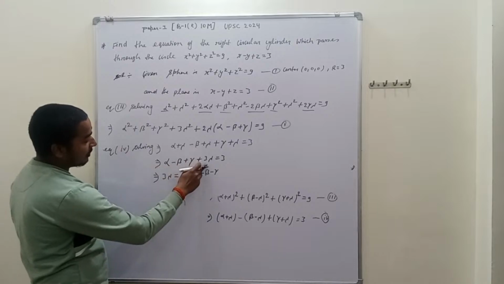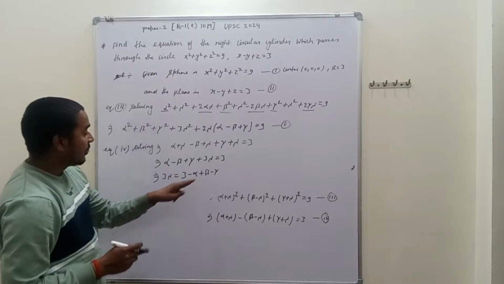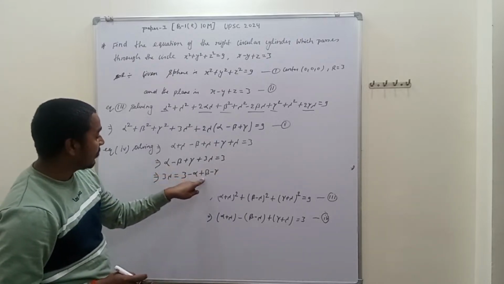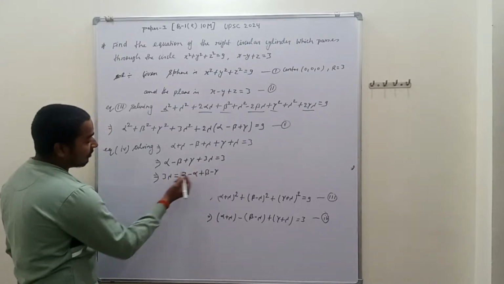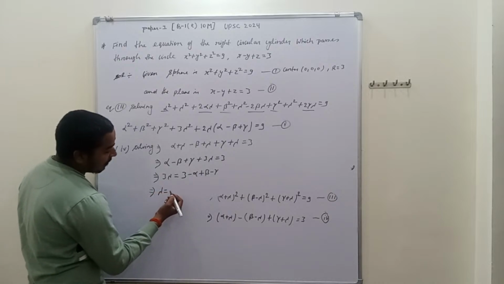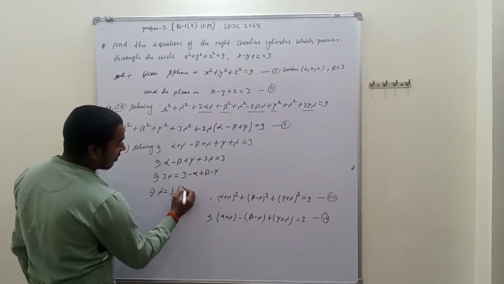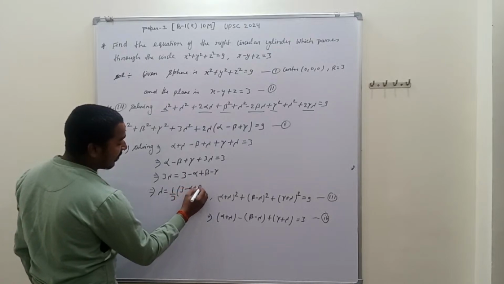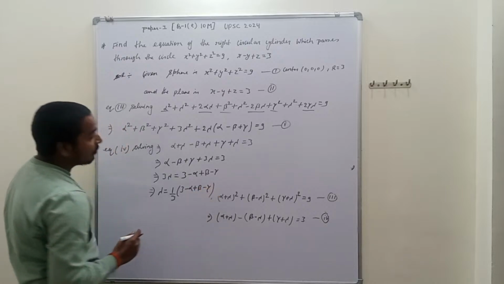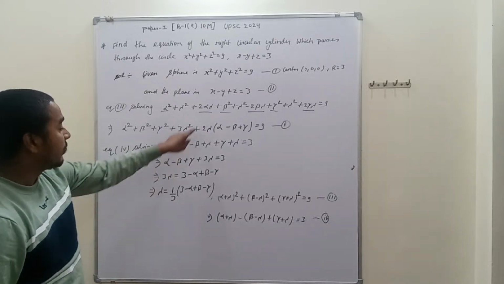Once again, 3 lambda is equal to 3 minus alpha plus beta minus gamma. From here we have to find the value of lambda. It is lambda is equal to 1 by 3 into (3 minus alpha plus beta minus gamma). We have to put the value of lambda in equation 5th.